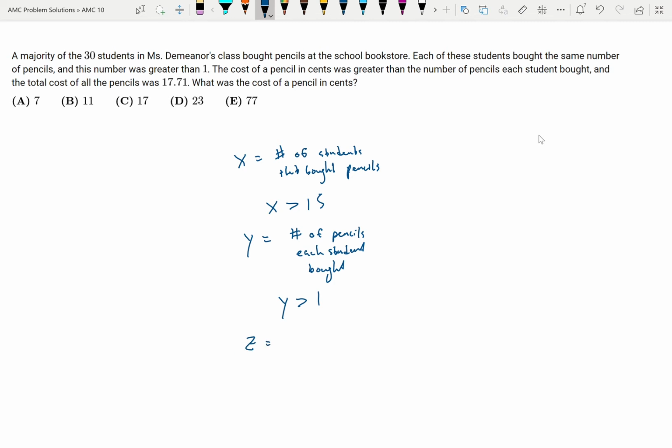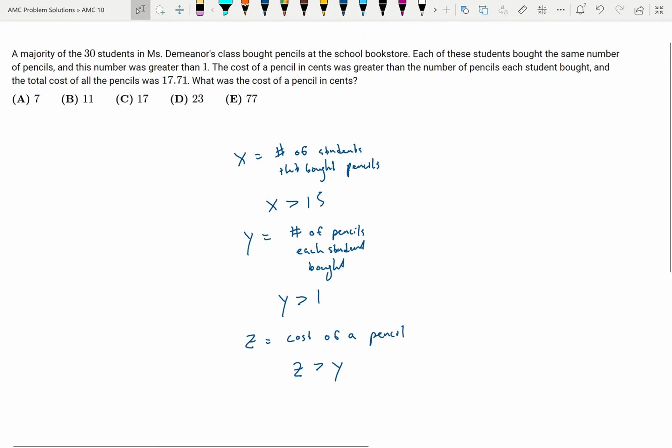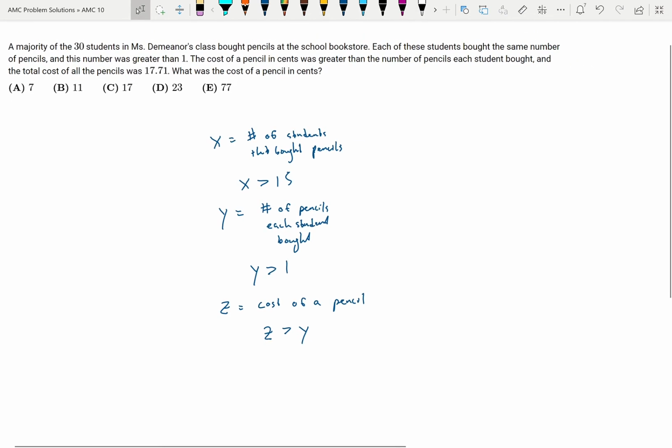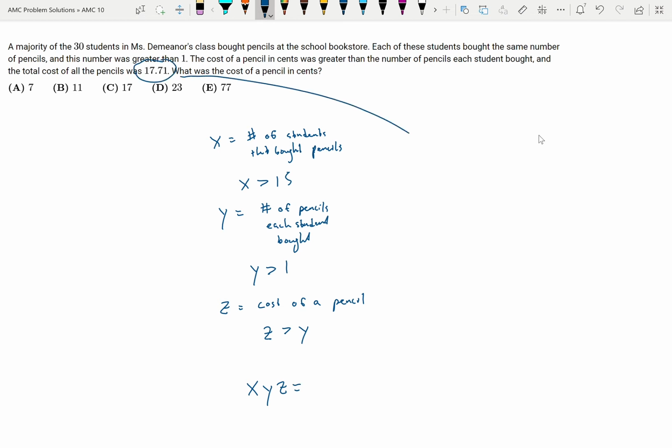Next, z is going to be the cost of a pencil in cents, and we know z is greater than y. So it's going to be true that x times y times z is going to be the total cost in cents. The way that we write $17.71 in cents is just 1771 cents. So we can make the following equation.